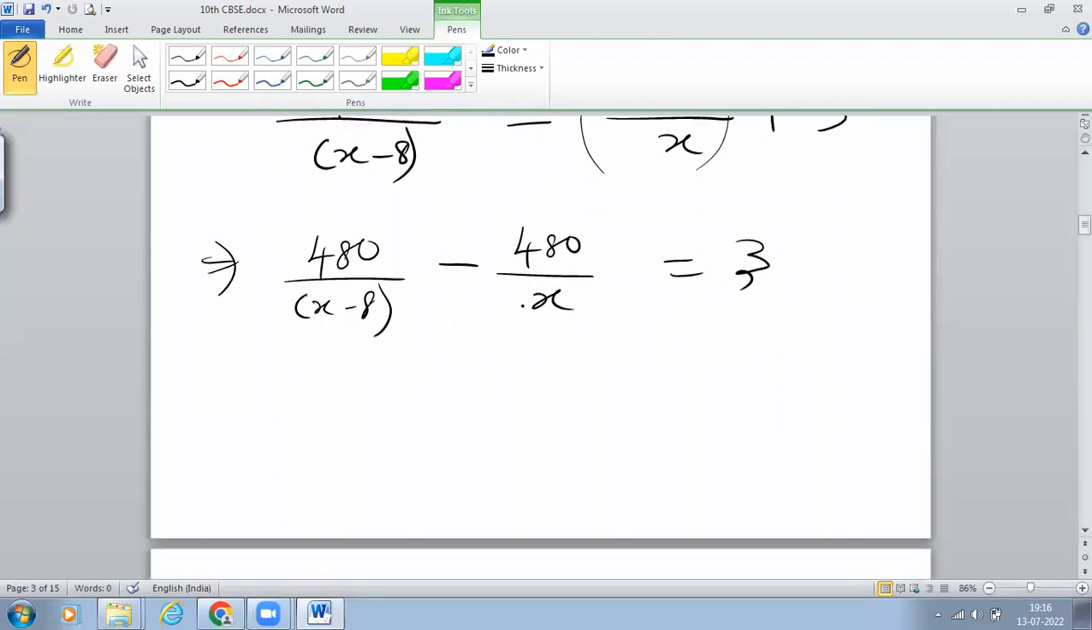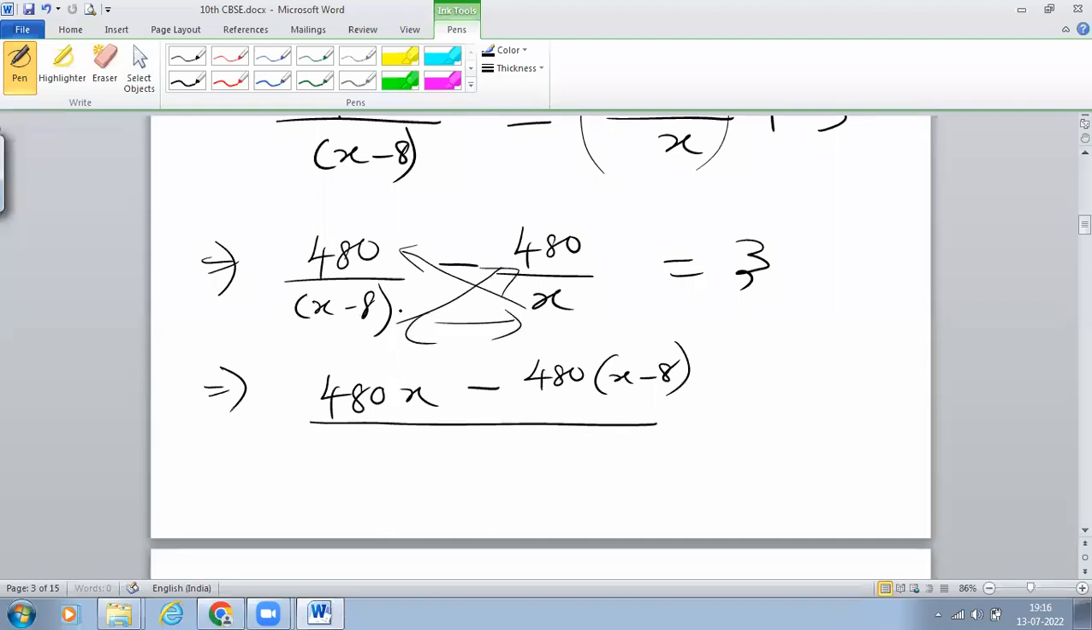Now we have to do cross multiplication. This X will be multiplied with this 480, so we get 480X, minus, and this term has to be multiplied with this numerator, so 480 into X minus 8, whole divided by the product of the two denominators, X minus 8 into X, which is equal to 3. Will you understand this step, ma? Yes, sir. Okay.